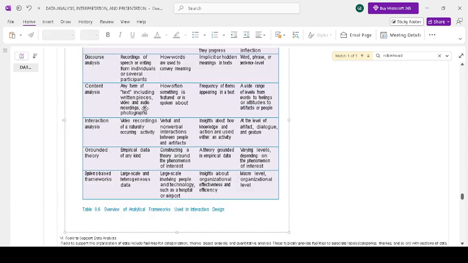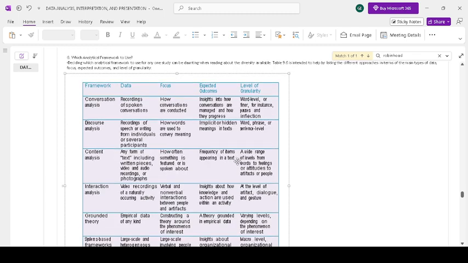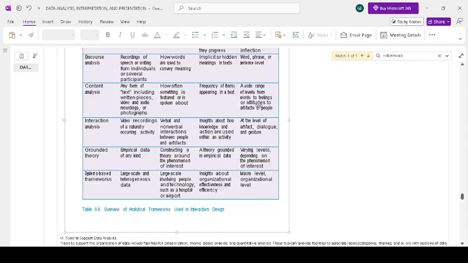Content analysis covers any form of text, including written pieces, video and audio recordings, or photographs. So, how often is something featured or spoken about? A wide range of levels, from words to feelings or attitudes to artifacts or people. It looks at the frequency of items appearing in a text. So it's mainly text and then the frequency. You can also recognize the feelings, but it's not as granular as thinking about the hidden meaning of their words.